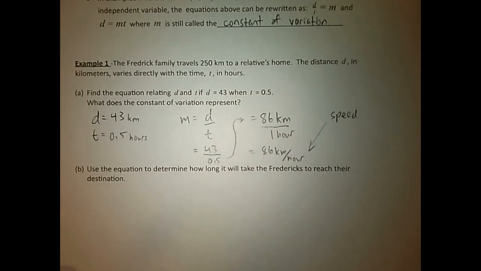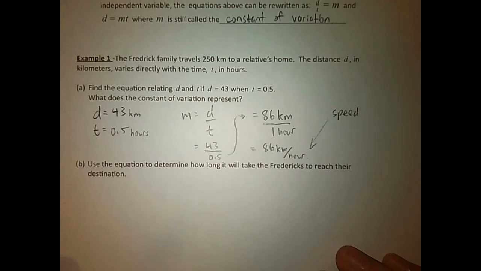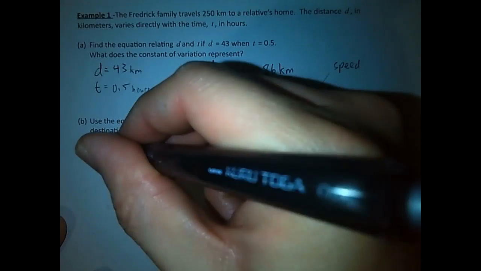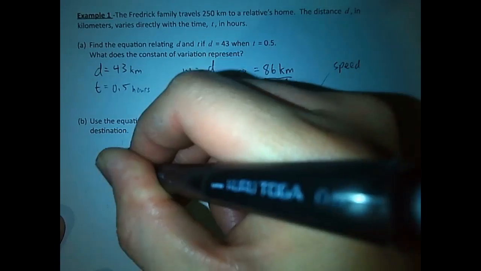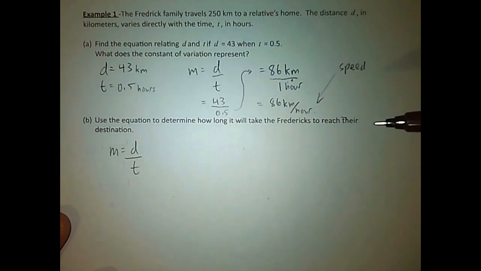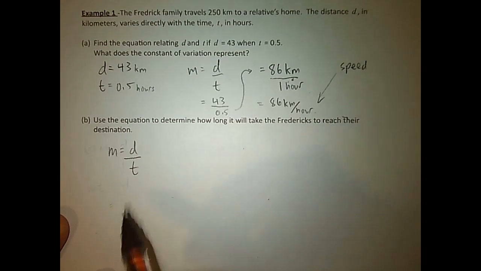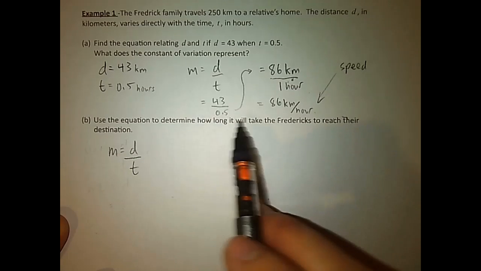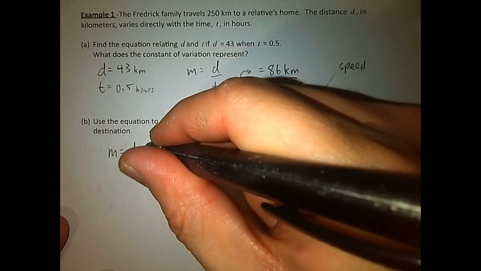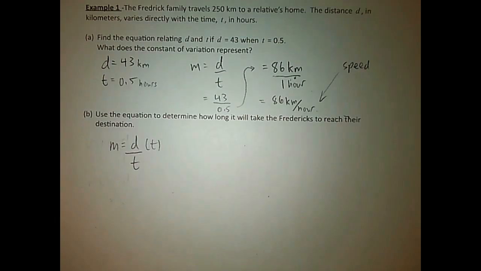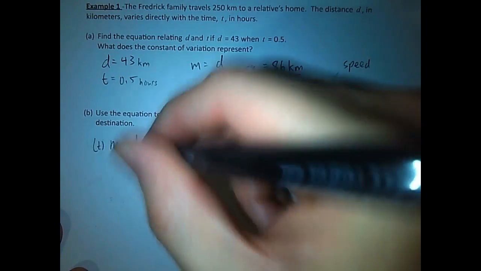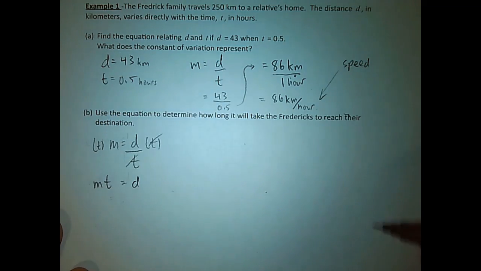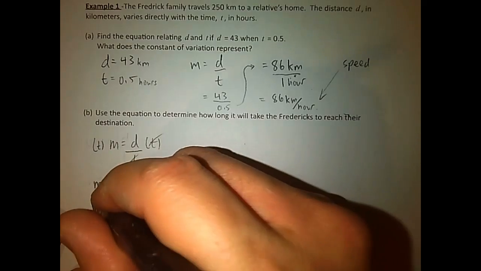So use the equation to determine how long it would take the Fredericks to reach their destination. We're going to look at our equation for the constant of variation, and this is actually what we did in chapter 4, where we change these formulas so they're isolating for different variables. If we want to solve for t, because we want to figure out how long it will take, the longer way to do this is to multiply both sides by the denominator to get rid of the denominator. So we have d is equal to m times t. And then I want to get the letter t by itself, so we'll divide both sides by m.